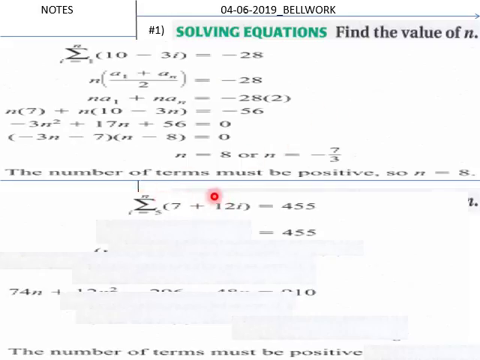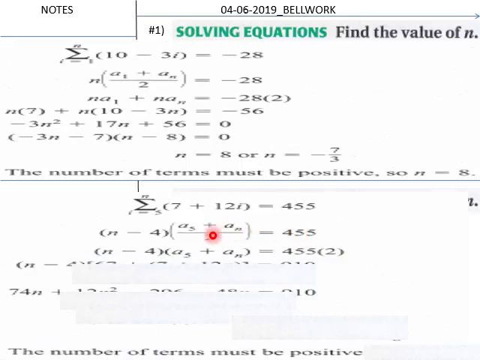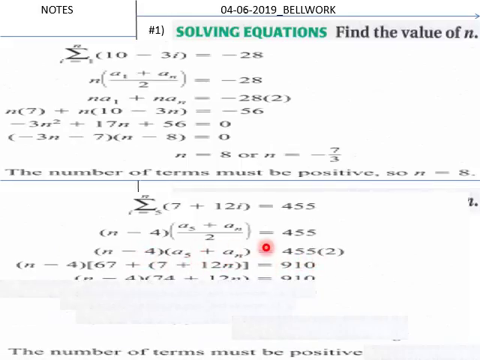And then for number 2, we have this as our original. This is the formula we're going to use here, n minus 4. And then a to the 5th plus a to the nth equals 455 times 2. We factor out our 2 here. Then we come up with this expression after we do our multiplication.